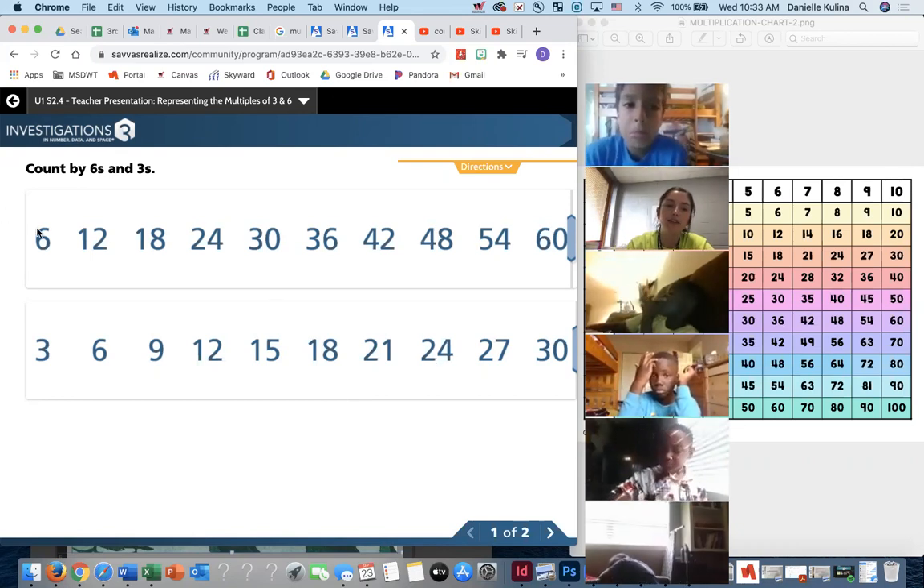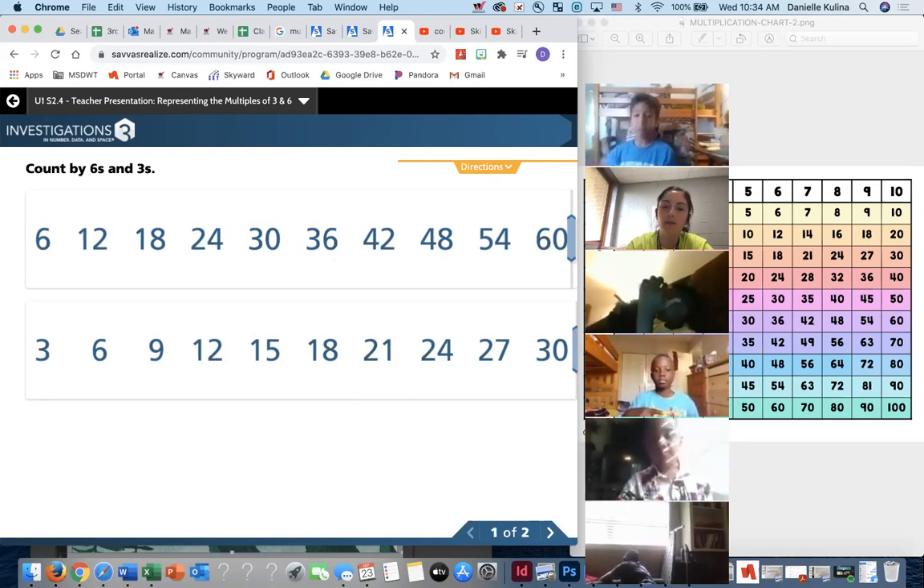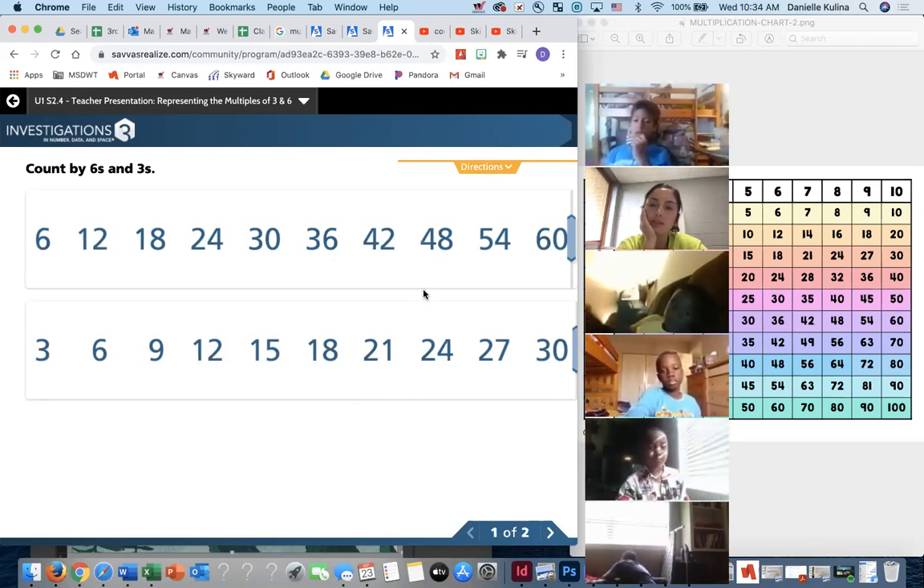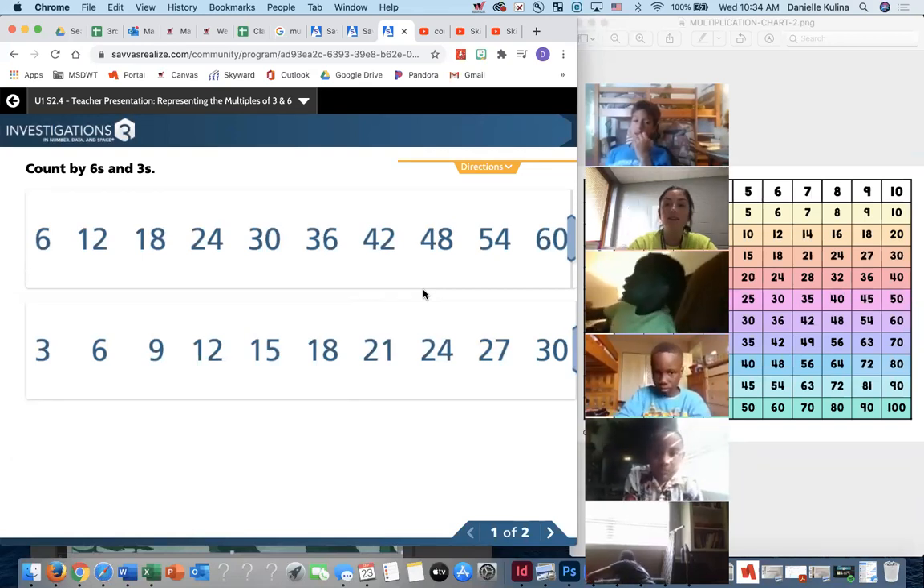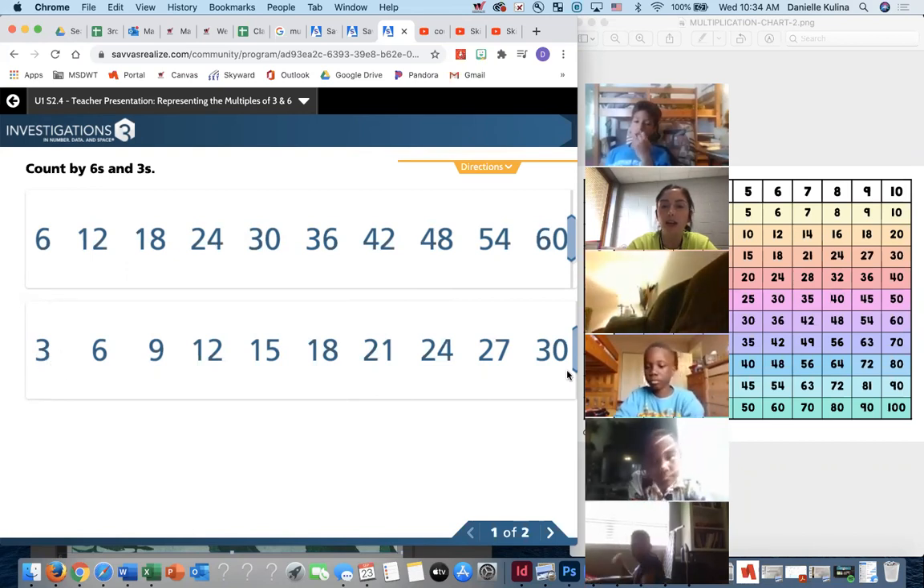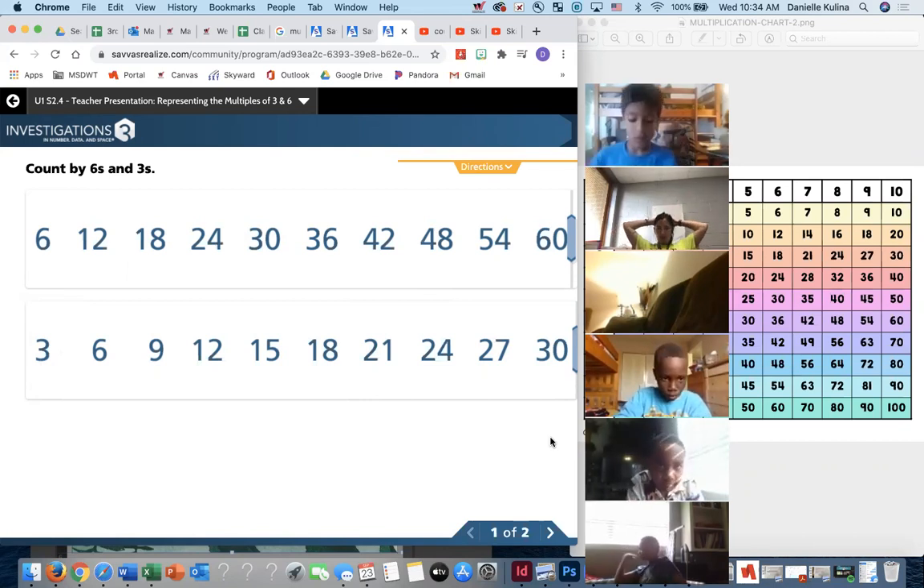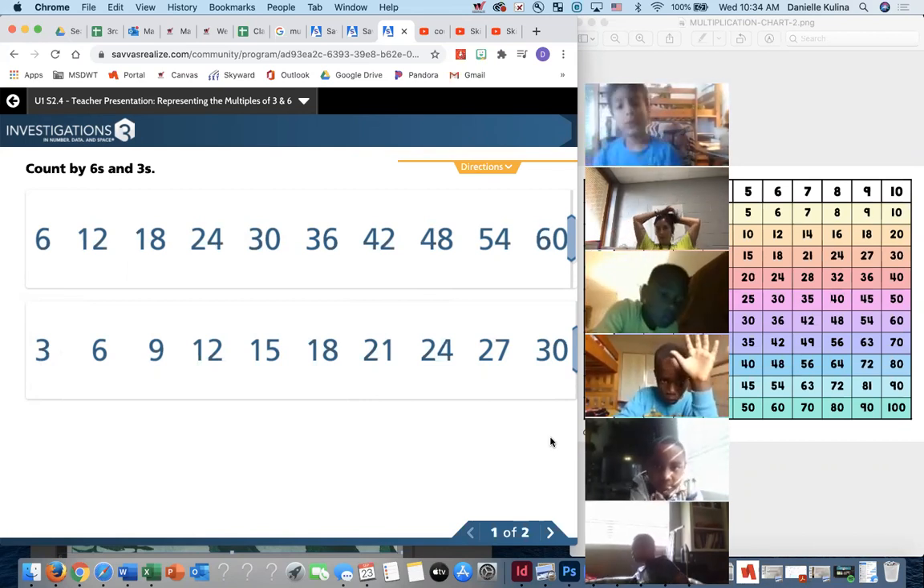So find your sixes and count to 10. 1, 2, 3, 4, 5, 6, and keep going. What did the 10th person say if they counted by sixes? Susan. 60. Perfect. Okay. Same question, but for threes. What did the 10th person say if we counted by threes?